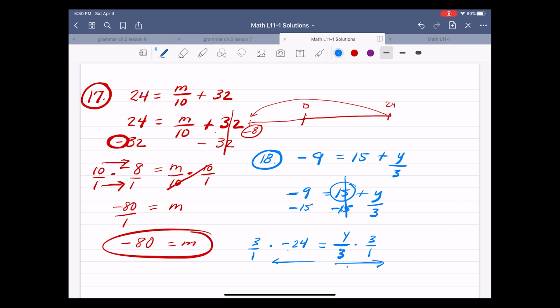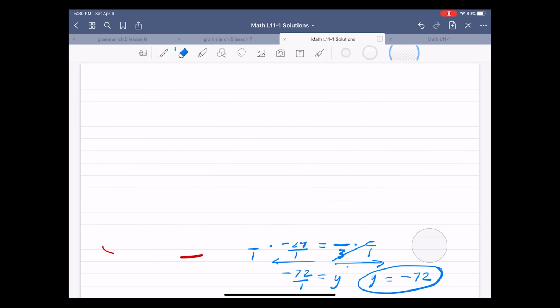And remember, we can turn that negative 24 into a fraction by putting it over 1. 3 and 3 cancel out, and I'm left with y equals 3 times negative 24 is negative 72 over 1, which simply reduces to y equals negative 72. Negative 72 divided by 1 is negative 72.